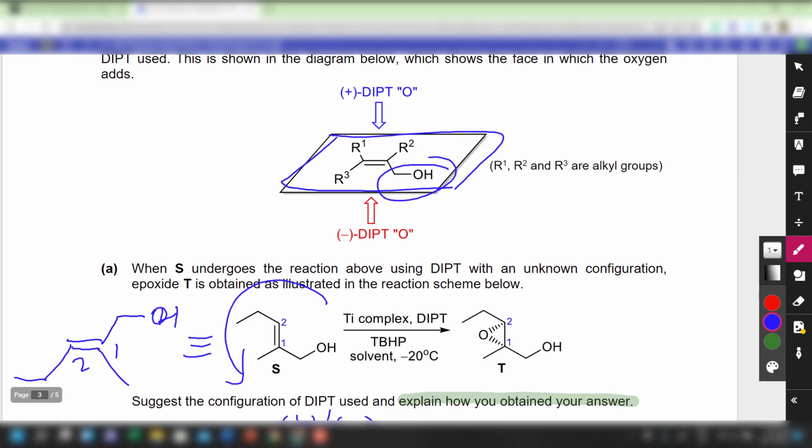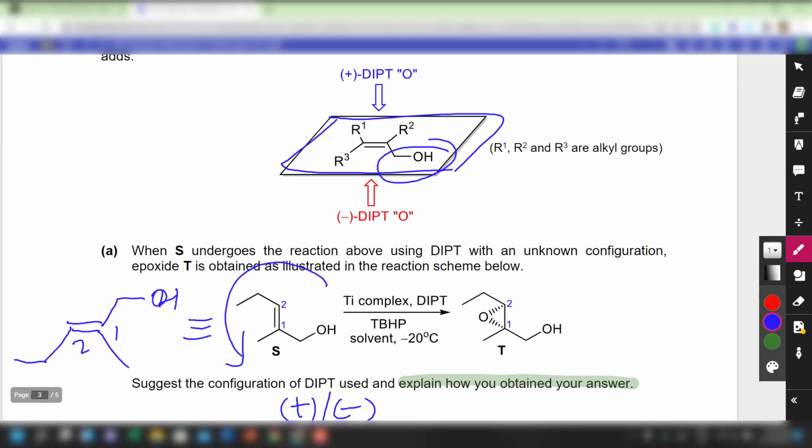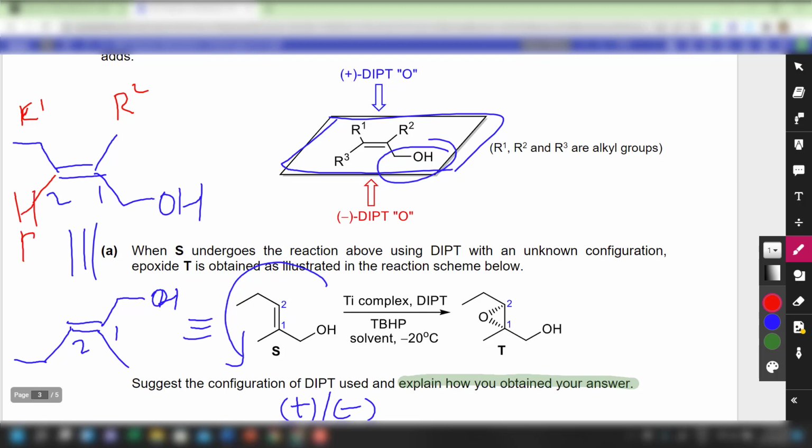So in this case, in order to fit, I need to do a bond rotation. I need to do a flip, a 180 degrees flip into the plane of the paper. When I do that, I'm going to end up with something like this. Again, this is 2 and this is 1. After doing this, now you can see that this essentially is R2, this is R1, and there is an H here which I didn't draw out. So this is essentially R3.